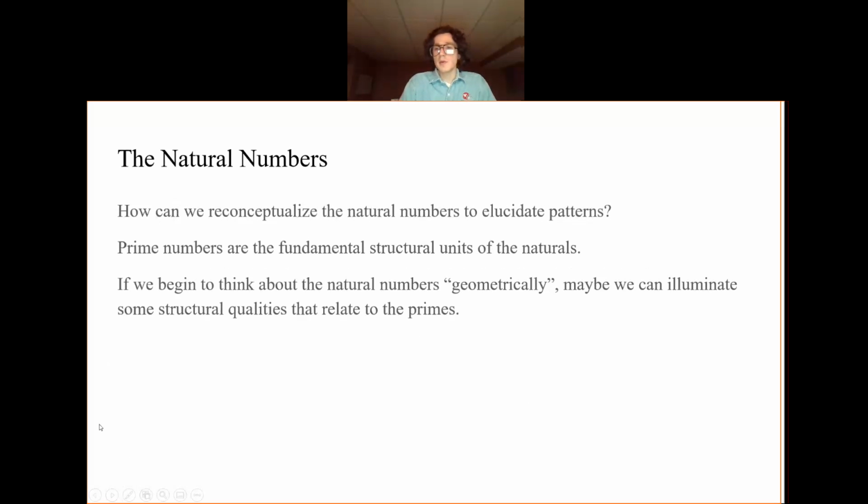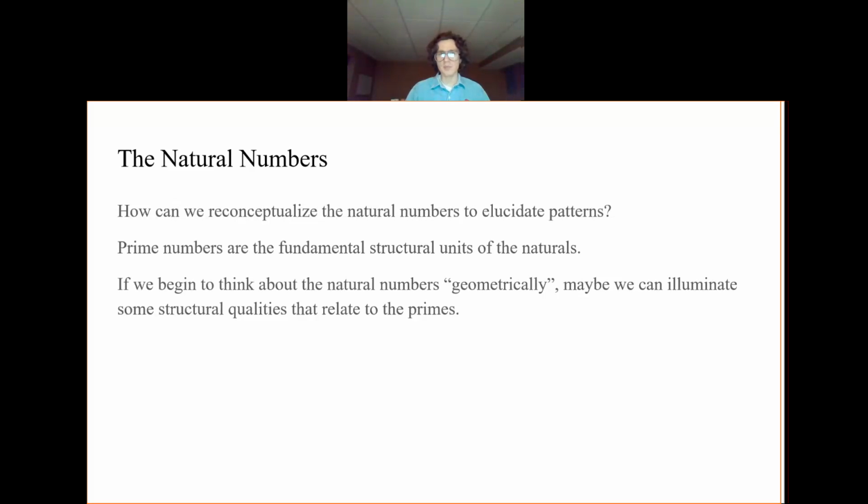And we begin our investigation with the natural numbers. Now suppose we want to look for patterns within the natural numbers dealing with the primes. How can we reconceptualize the natural numbers in such a way as to elucidate these patterns, that they may be displayed visually, that we could actually begin to see the prime numbers at work within the natural numbers?